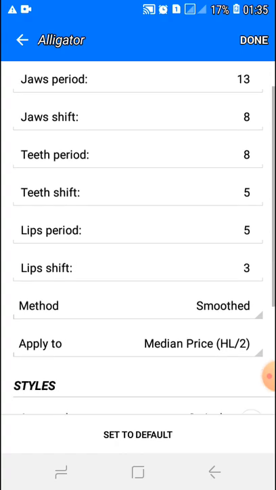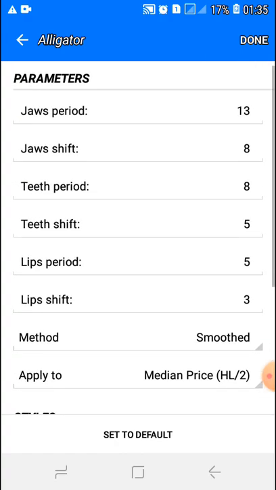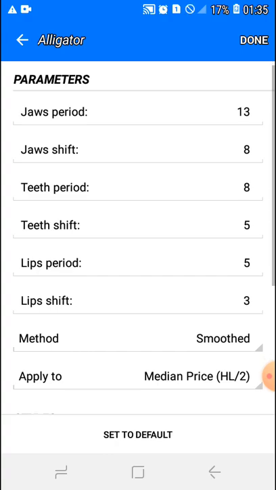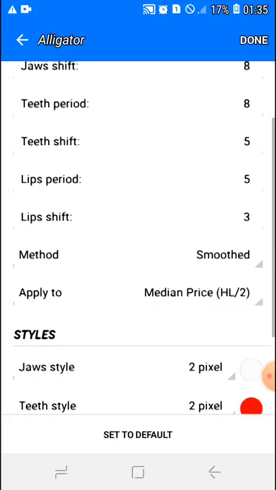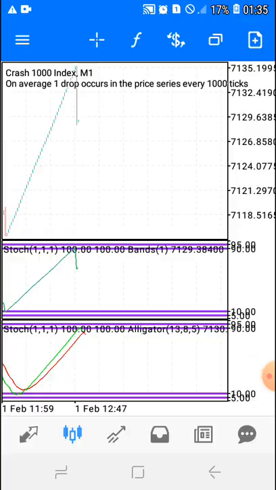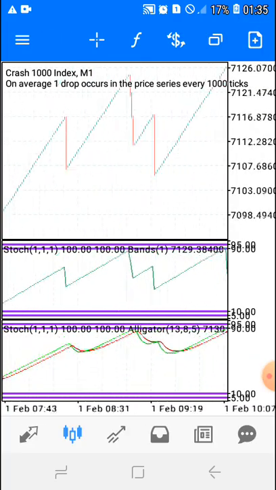So let me just show you guys again the parameters. Jaw period 13, jaw shift 8, teeth period 8, teeth shift 5, lips period 5, lips shift 3, method smoothed, median price, high, low, divided by 2. Okay, so now that you're done with that, you're going to click done. So this is how it's going to look, right?